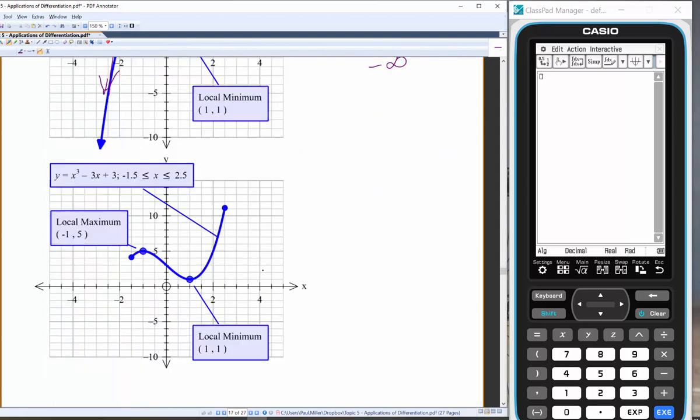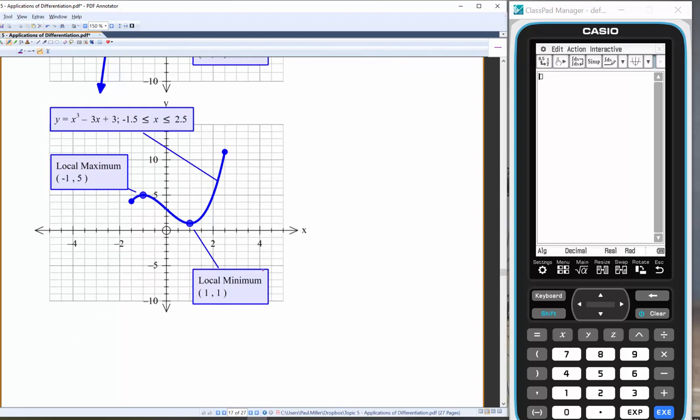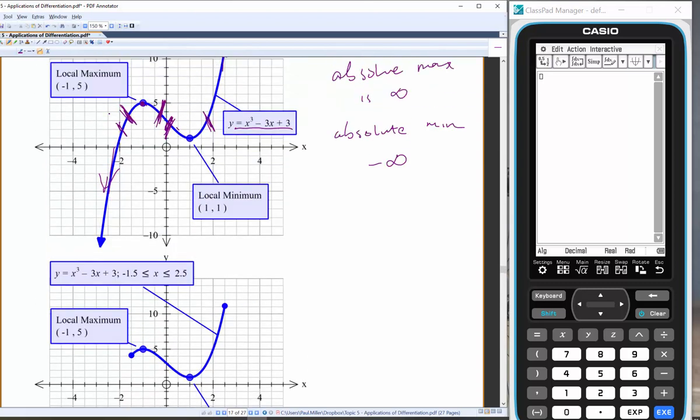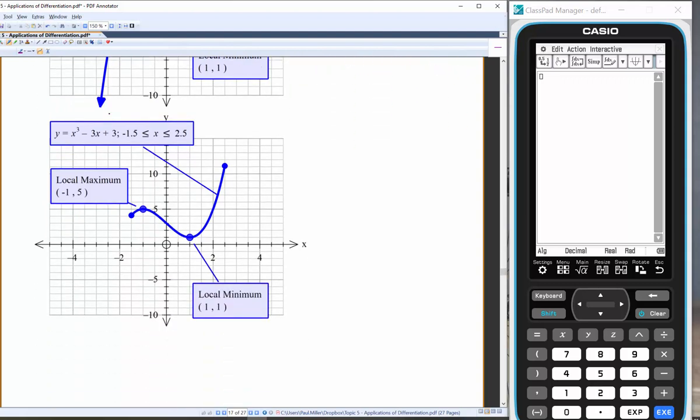All right, let's look at this problem here. Now what we've got is a cubic function. It's not the same one, is it? Yeah, it's the same function, just we've got a restricted domain. And we note here that the local maximum is still not the absolute maximum. The absolute maximum is given by f of what looks to be 2.5, because that's the domain, equals whatever that is. It looks to be 11 or so. I'm not going to check it, but whatever that value is, that's going to be the absolute maximum.